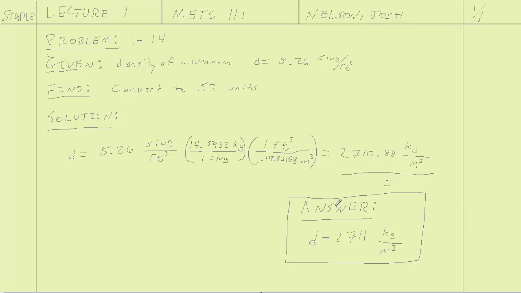So that's given, find, solution, answer, GFSA. And that needs to be shown on every single problem. If you're going to continue a problem to the next page, you would just continue it by writing problem 1-14 and then continued after that. Okay, and then you would just keep going. You don't have to rewrite the word solution or anything.